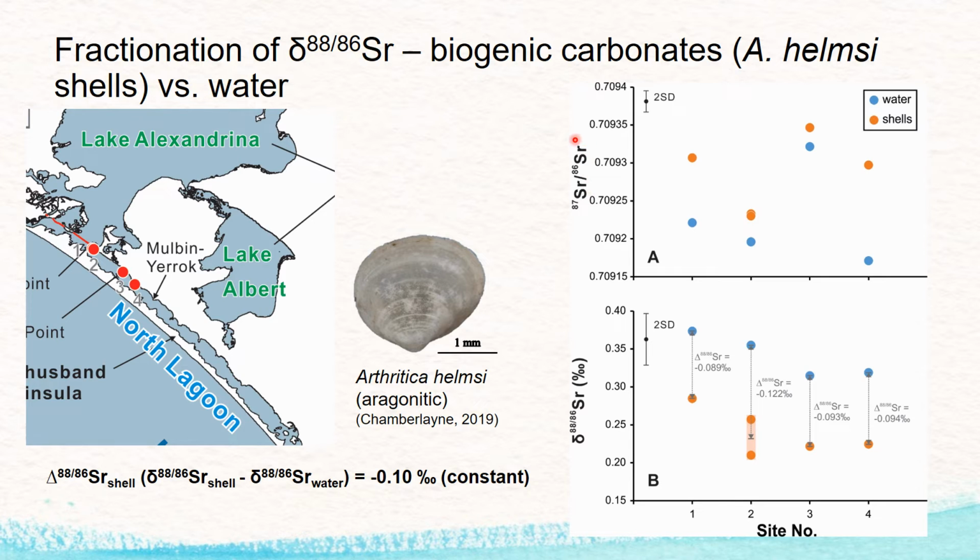In terms of 87/86 radiogenic strontium, we can see that the paired modern water and shells have some kind of discrepancy. It's likely because the shells show an average water signature throughout their lifespan, while the water changes seasonally. But the stable strontium isotopes between the modern water and shells show almost a constant offset of 0.1 per mil. And we apply this constant offset to recalculate the paleo water signature.